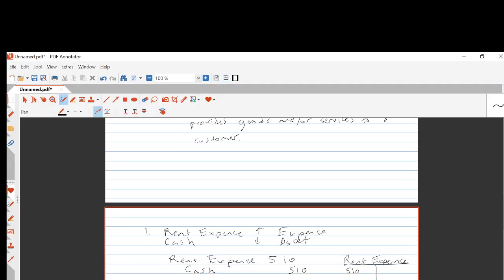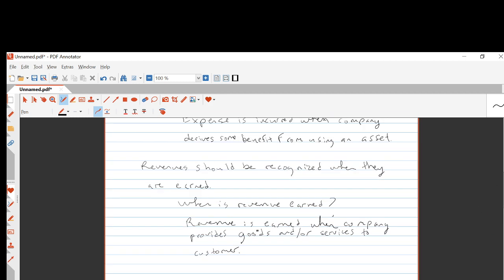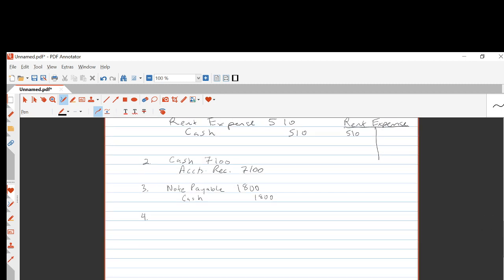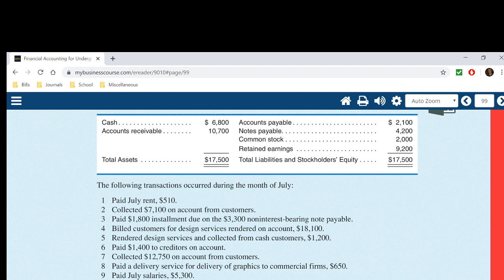Remember up here, revenue is earned when a company provides goods or services to the customer. So we've earned $18,100 worth of revenue. Revenue should be recognized when it's earned, so it's time to recognize revenue. They haven't paid us yet, but we've earned the revenue. So definitely service revenue is one of the accounts. And the other account, it's not cash because they're not paying cash to us. They owe us $18,100. So from our perspective, that's an asset, accounts receivable.